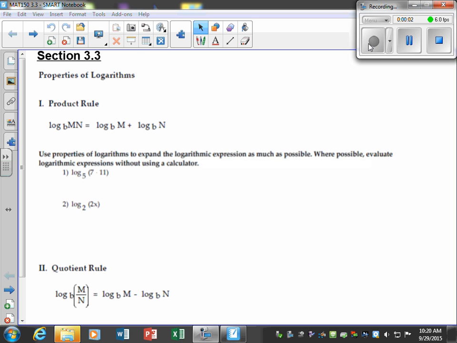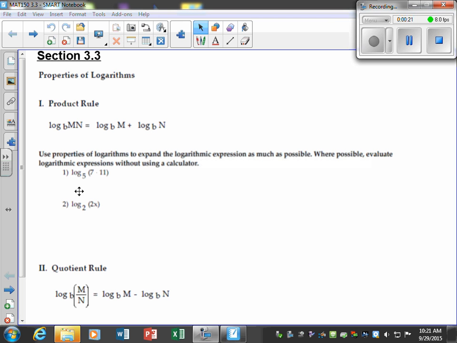Alright, in this section we're going to be talking about properties of logarithms. The first one we're going to do is the product rule. This is log base b of m times n. That can be rewritten: the multiplication of these two in the argument can be separated by addition.